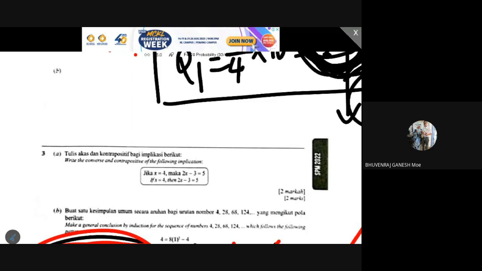Yeah, it already came out. SPM 2022, batch 05, that one. Now you are all batch 06 and 07. This one is batch 05's. This is the batch 05 question.